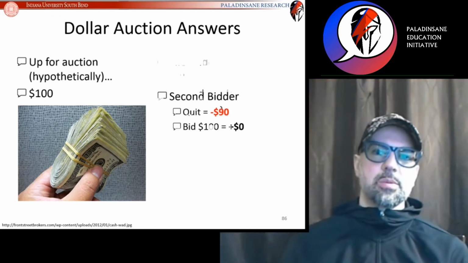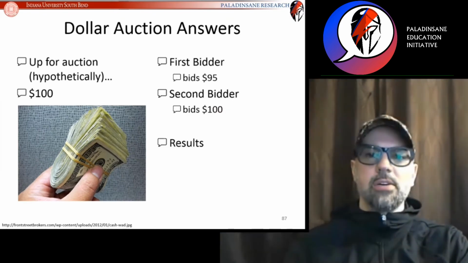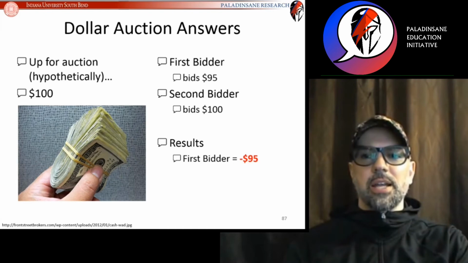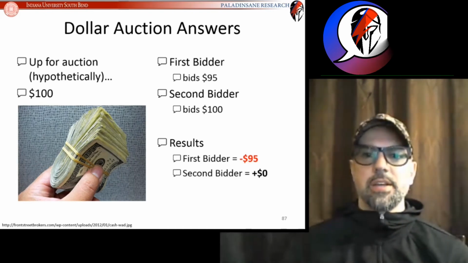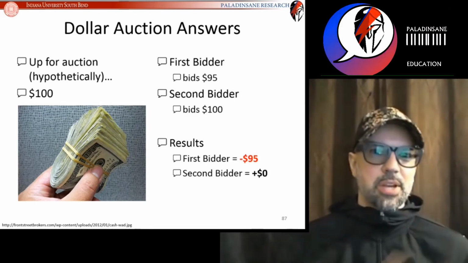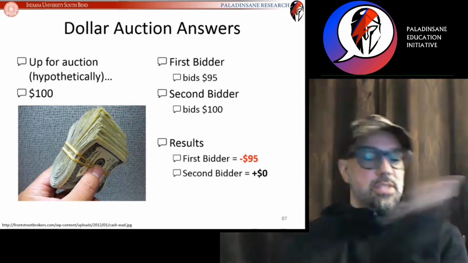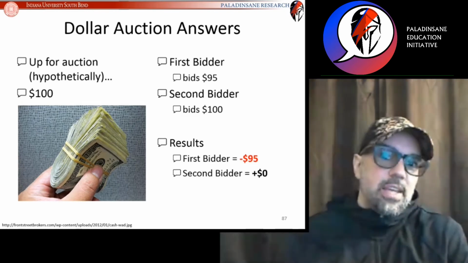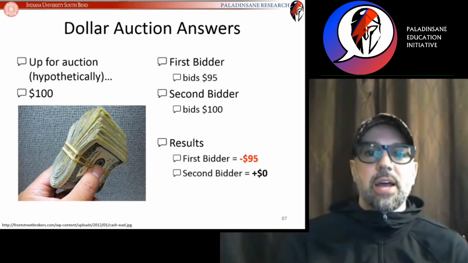So once again, the rational decision here is to bid, because losing nothing is better than losing $90. So the second bidder comes over the top one more time, and the results, if the auction ended right now, is that the first bidder would be out $95 and the second bidder would be breaking even. So if the auction ended here, that would be the result. And the second bidder would have done a really weird thing. They would have paid $100 to get $100. It's not the greatest outcome. It's not the worst outcome. It's literally a break-even outcome.